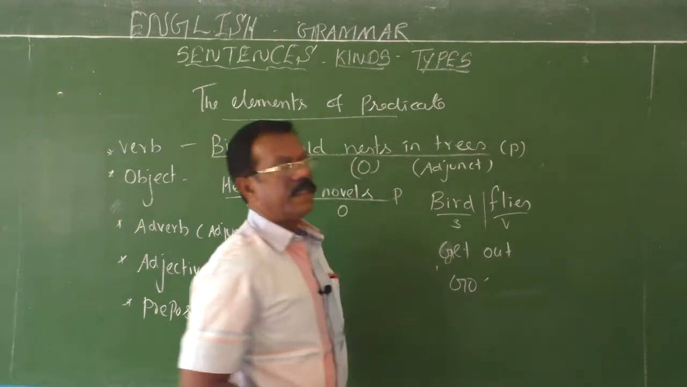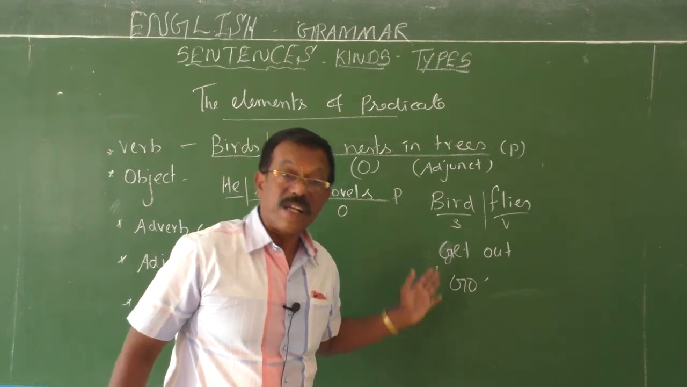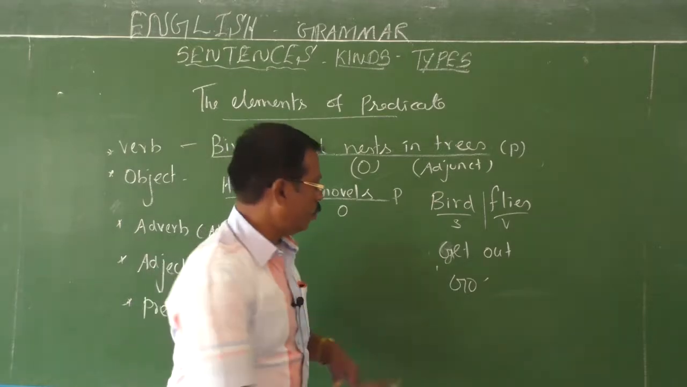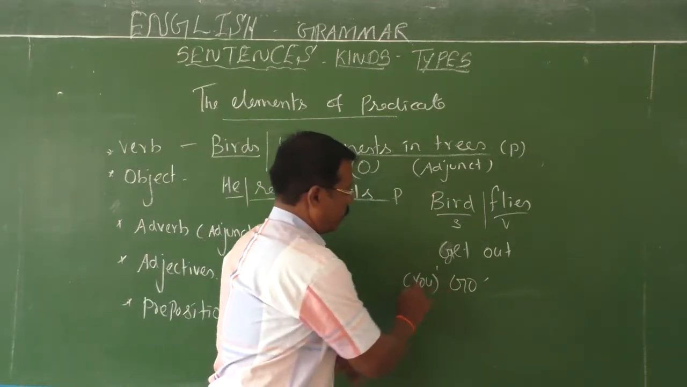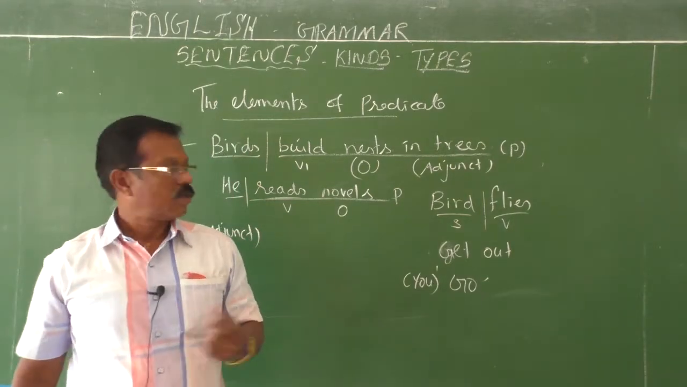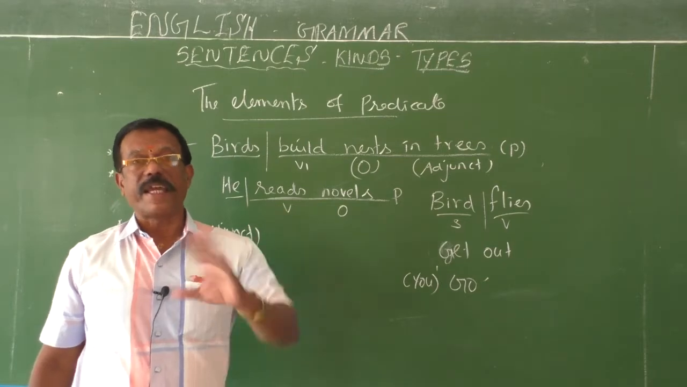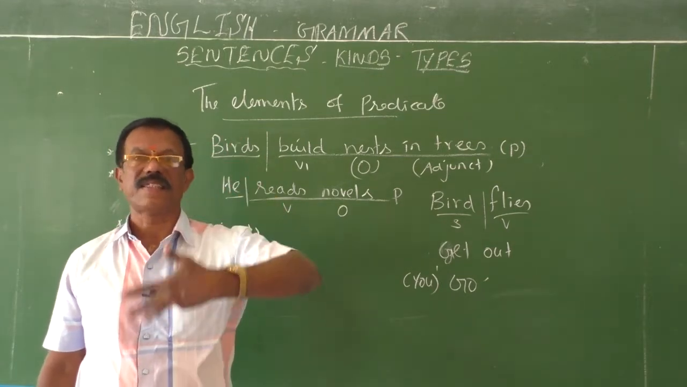Go. You know, go is a verb, a finite verb. The verb itself is a sentence. Here, "Go": the subject "you" is understood. So a single verb can be a sentence. But without a verb, you cannot frame, you cannot imagine a sentence.